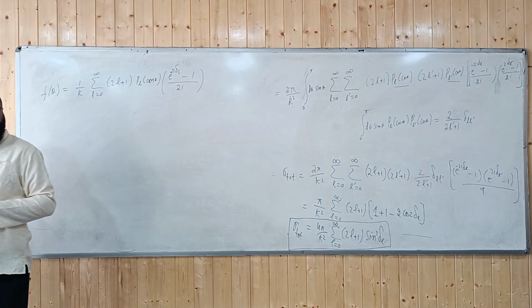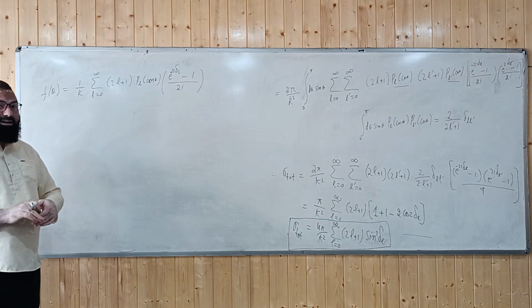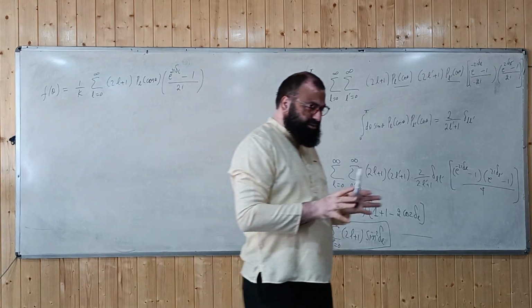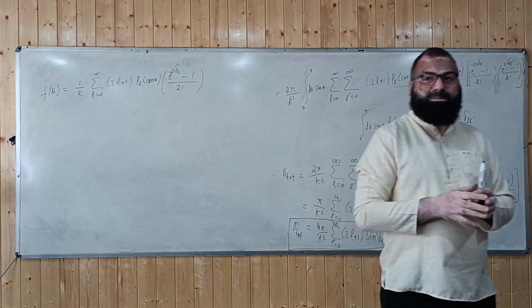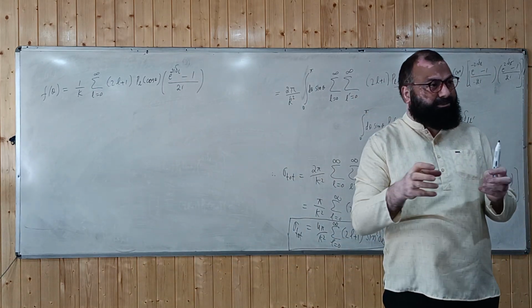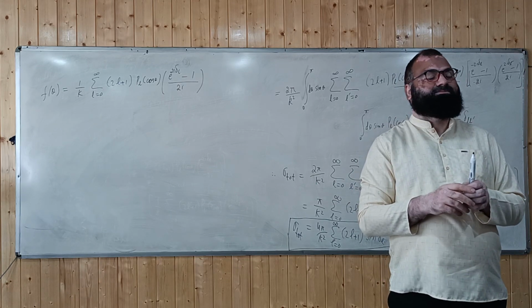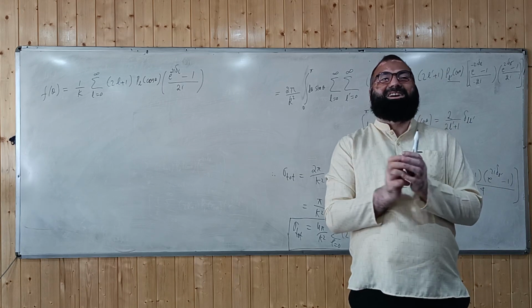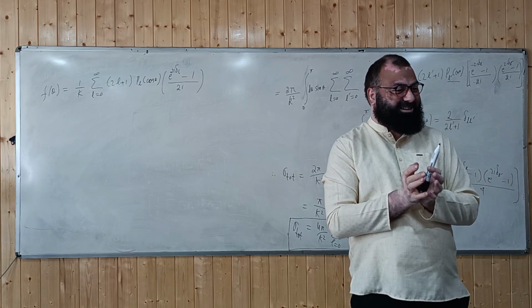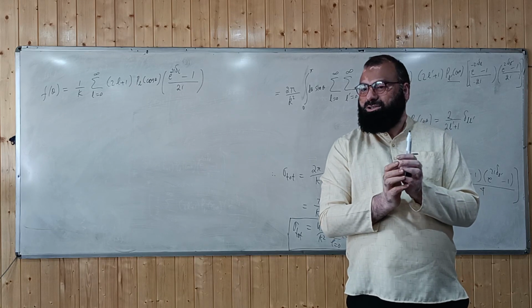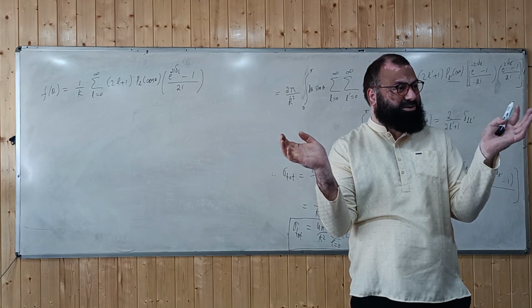Clear? So let me put the result of what we are trying to do. Suppose you have some incoming flux, what should be the outgoing flux? The total flux should be conserved. So let's say you have a beam of incoming particles; the resultant flux should be the same.